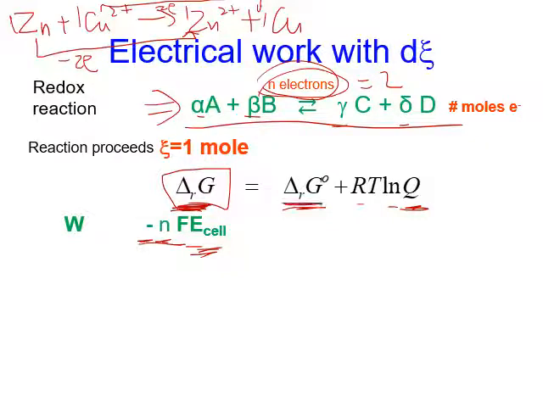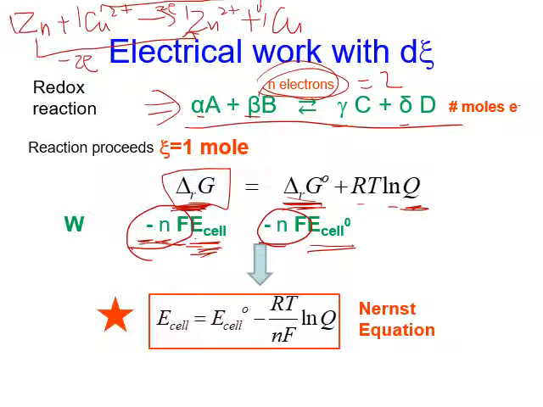Similarly, at the standard state, the reaction Gibbs energy should be negative nFE at the standard state. This is the standard E cell, and that gives you the standard delta G. If we divide this equation by negative nF, then the left side becomes E cell. So E cell equals E cell at the standard state minus, because you divide by negative nF, RT divided by nF times ln Q. This equation is called the Nernst equation. The Nernst equation allows you to calculate E cell at any instant if we know Q, the reaction quotient.